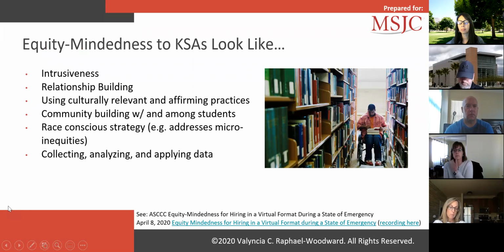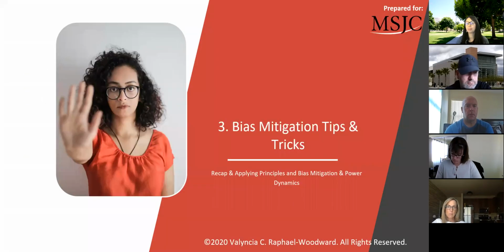So again, just thinking about the ways in which KSAs can show up when you're putting together those questions, you can use these KSAs or this list, and a version of the PowerPoint will be available to you. So you can use this as a just-in-time guide when you're putting questions together. Think about these equity-mindedness KSAs, so that when you're putting questions together, you're asking about these various tenets. So I wanted to re-show that just so you know that this is a resource for you as you're drafting questions. So let's move on to bias mitigation tips and tricks.